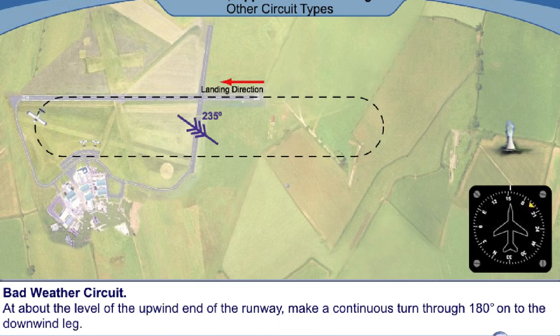At about the level of the upwind end of the runway, make a continuous turn through 180 degrees onto the downwind leg. Use the direction indicator to help you and aim to keep either the landing path or the landmarks in sight while you do your pre-landing checks.